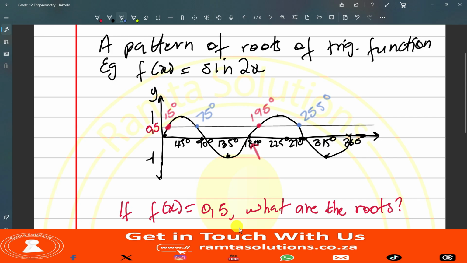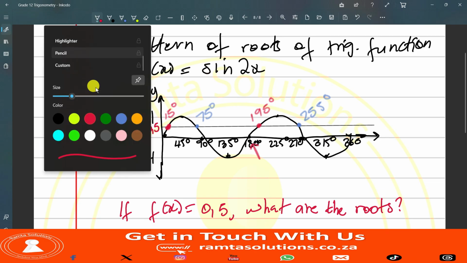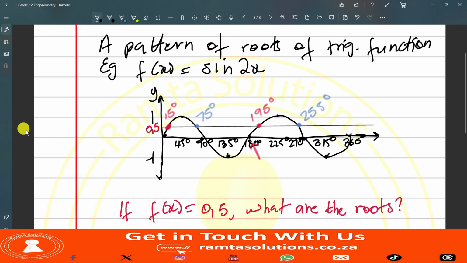Now let's use general solutions, because some of you were wondering what just happened. Now let me just show you. The reason you are doing general solutions is this: I said general solutions are a pattern of roots of your trig functions.